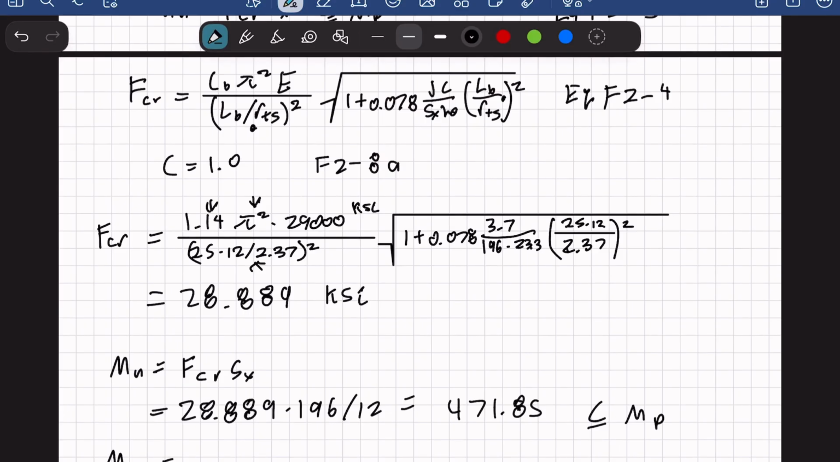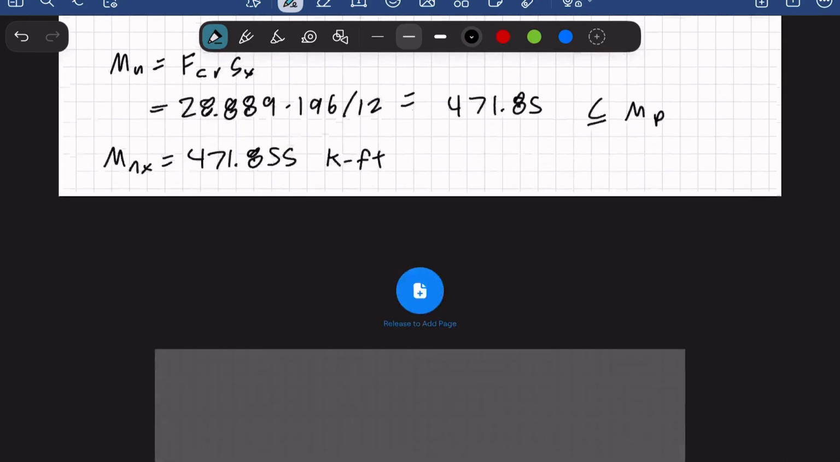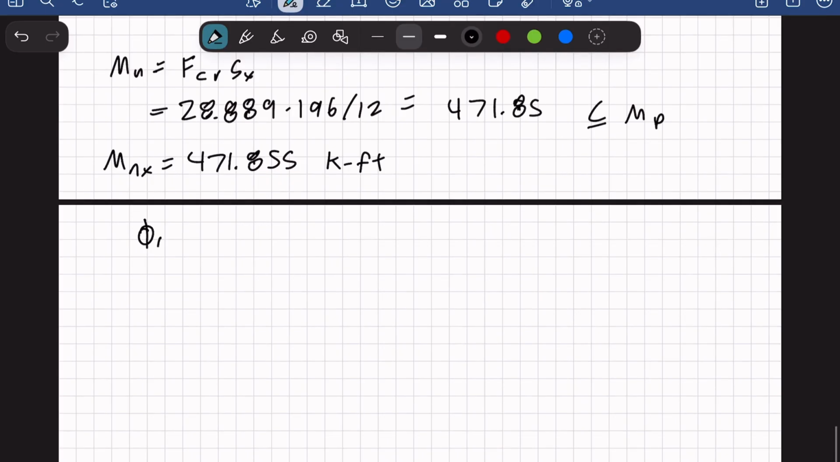MNX is 471.85 for, that's 5 technically, and then this is kip feet. So phi MNX, which is what we would find in the design manual, should be 0.9 times this 471.855, and we get 424.